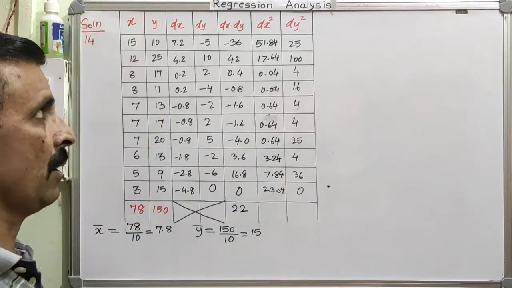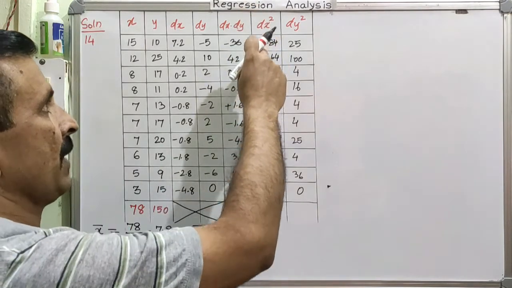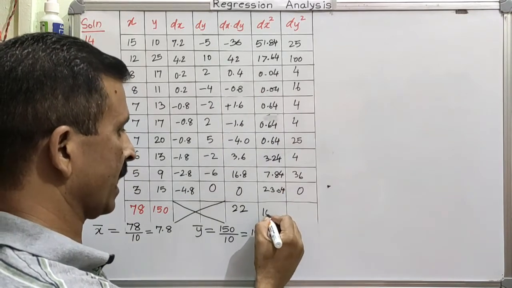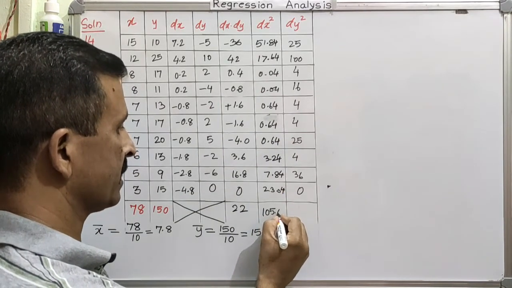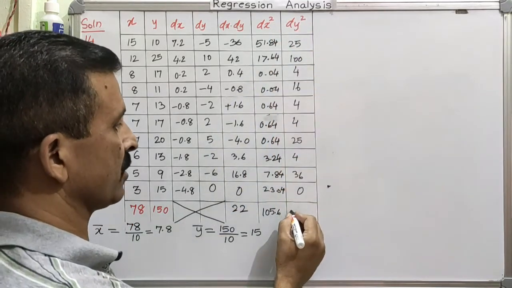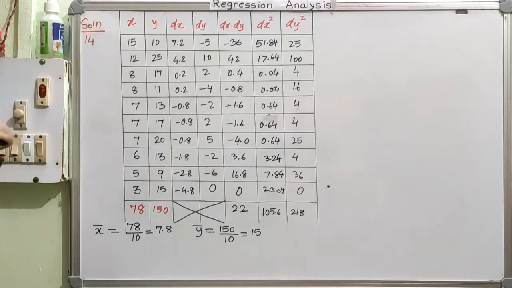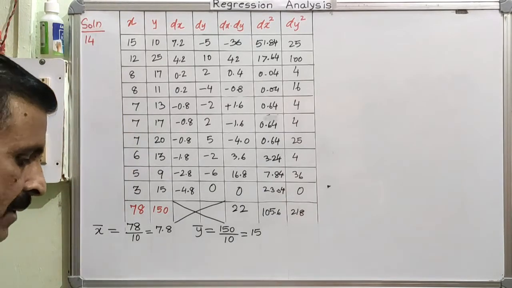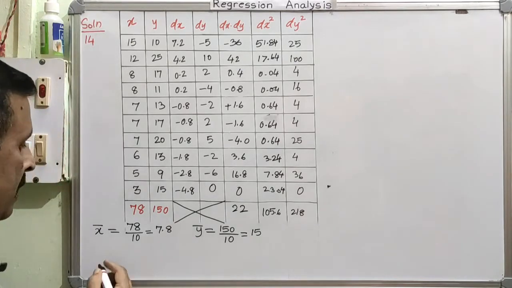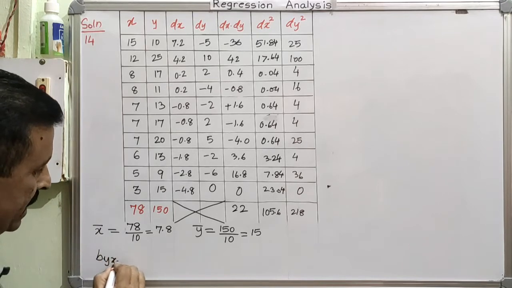After the squares of all the dx and dy are calculated, now we need to have the sum of all the values of dx square. So the sum of all these values is coming as 105.6. And the sum of all the values of dy square is coming as 218. Alright, now next what we need to do is calculate the regression coefficients. First of all, we are going to calculate byx.